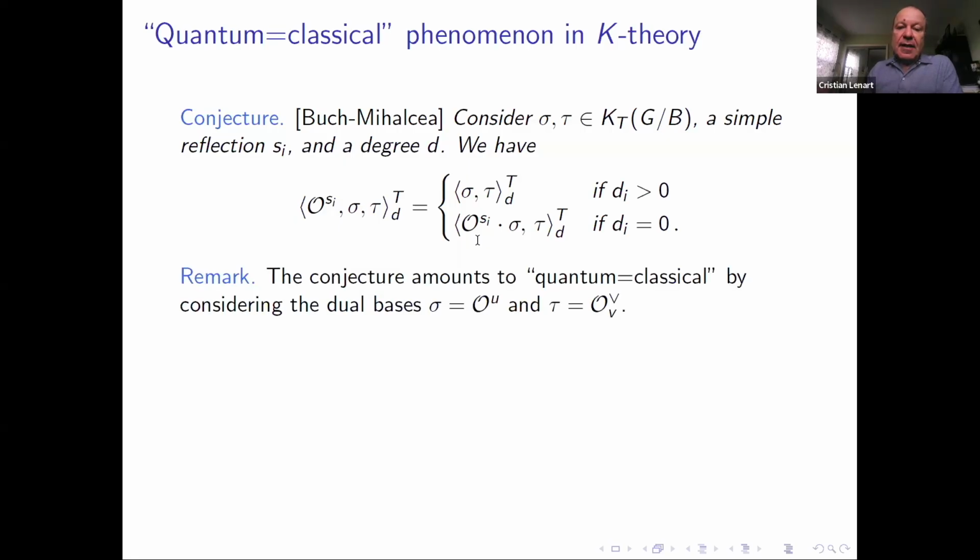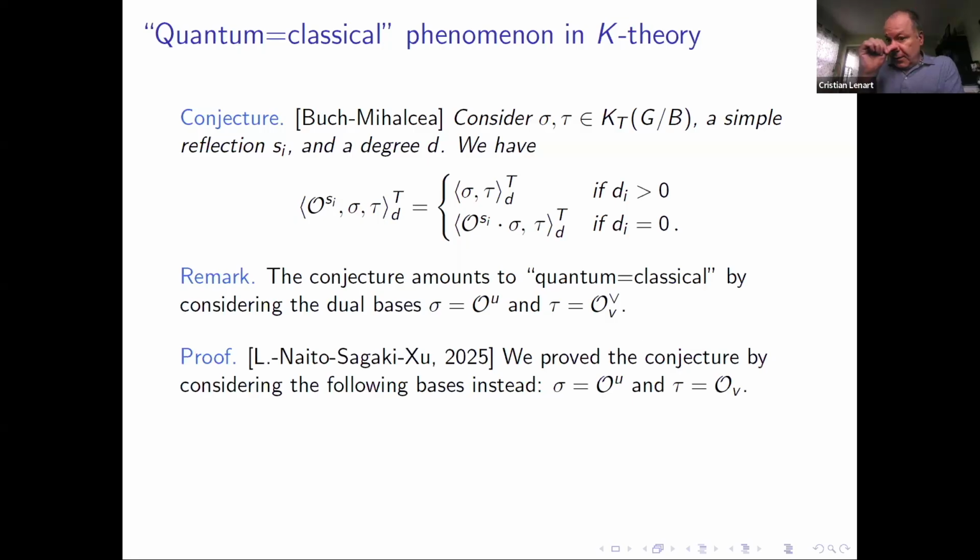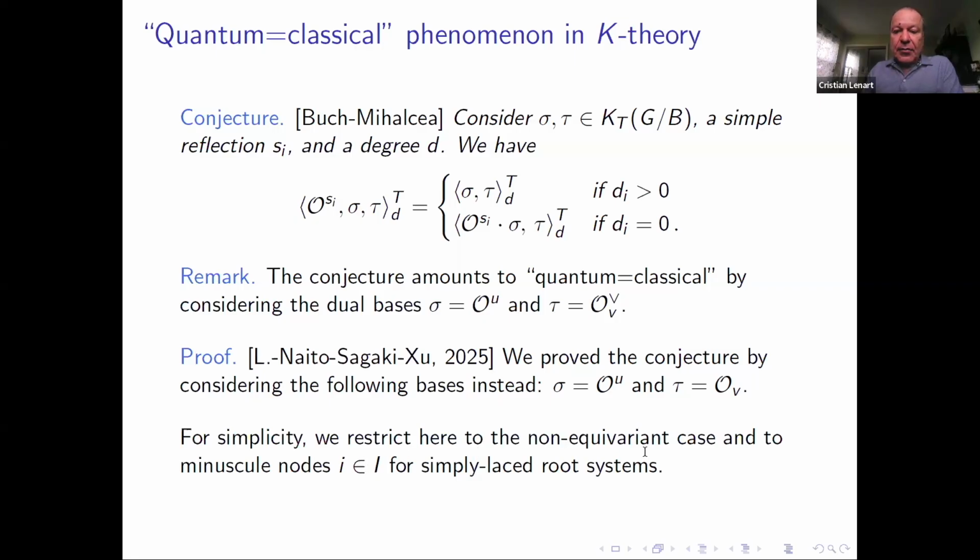So this conjecture really says that the quantum invariant is equal to a classical one if you take these dual bases, the opposite Schubert classes and its dual bases. But we tried to prove the theorem for a long time using this pair of bases, but it was very hard because it involved the notion of curved neighborhoods and Hecke product, and it became very, very hard. But then the breakthrough came very recently when we realized that it's much easier if you use the opposite Schubert class and you pair it with the usual Schubert classes. And for simplicity here, we restrict to the non-equivariant case and to minuscule nodes for simply laced root systems.